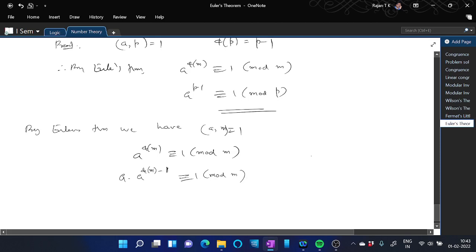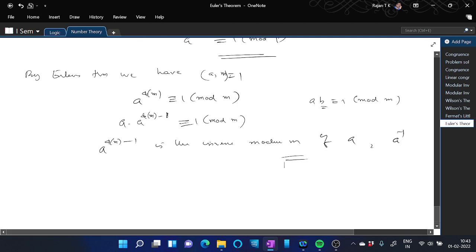By remembering the inverse of A modulo m, if AB is congruent to 1 mod m, we say B is the inverse of A modulo m. So here, since we can write A raised to phi m as A into A raised to phi m minus 1, we can see that A raised to phi m minus 1 is the inverse modulo m of A. So to find the inverse modulo m, we can also use Euler's theorem. A raised to phi m minus 1 is the inverse modulo m of A.